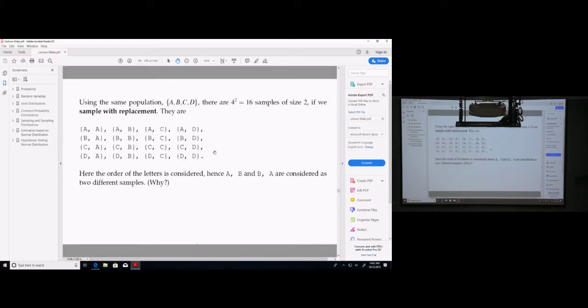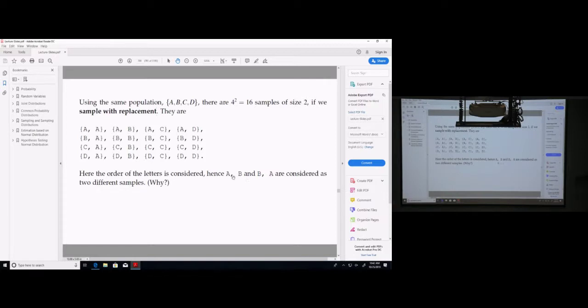Okay, now this slide is about sampling with replacement, so you can choose a particular one more than once. As a result, for the first choice you have 4 ways of doing it, and then for the second step, the second person you want to choose will also have 4 ways. So it's 4 times 4, all right?